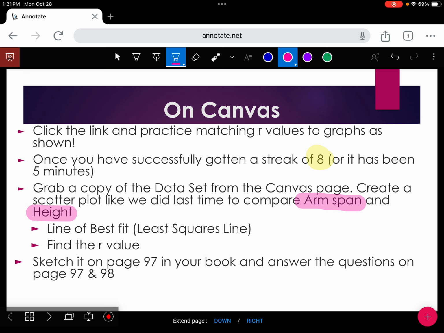You gotta do 8. You gotta do 8. 8 graphs, not 8 sets.